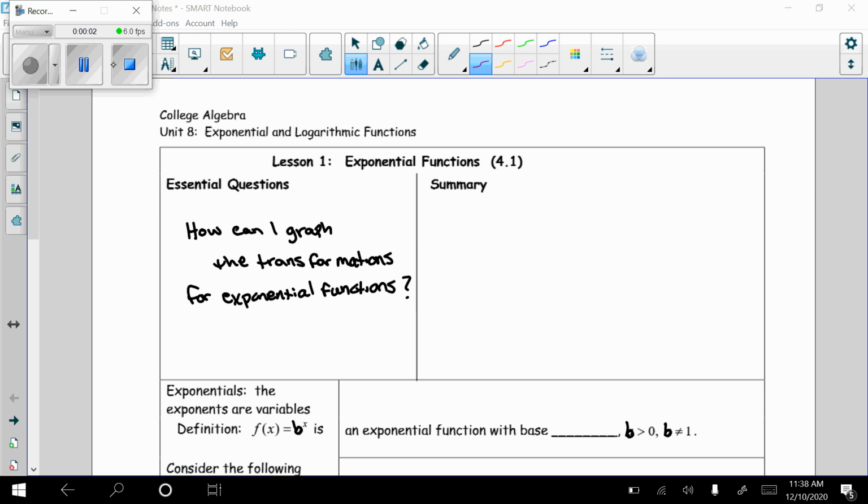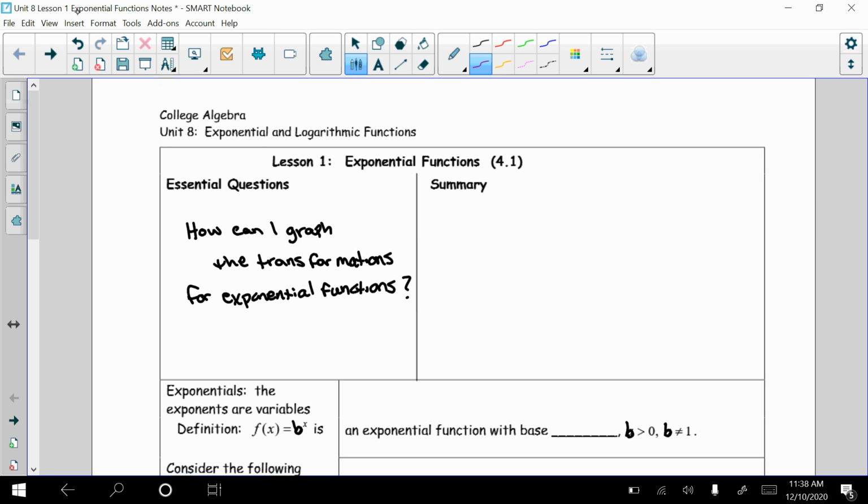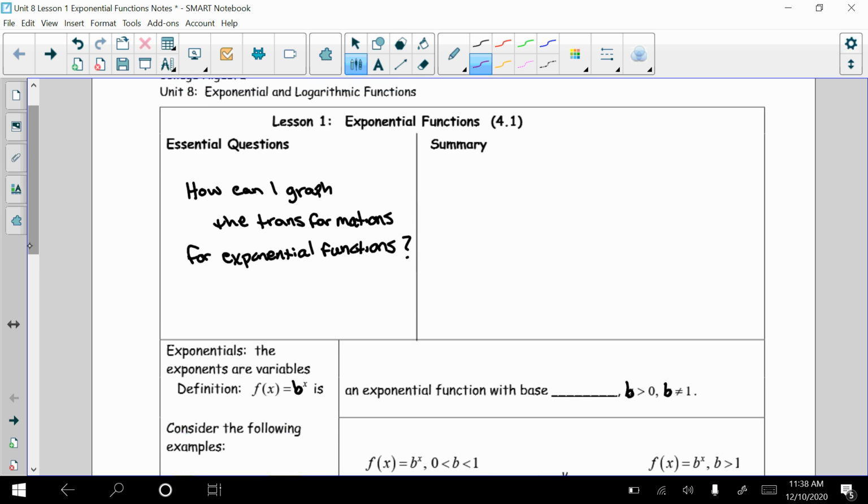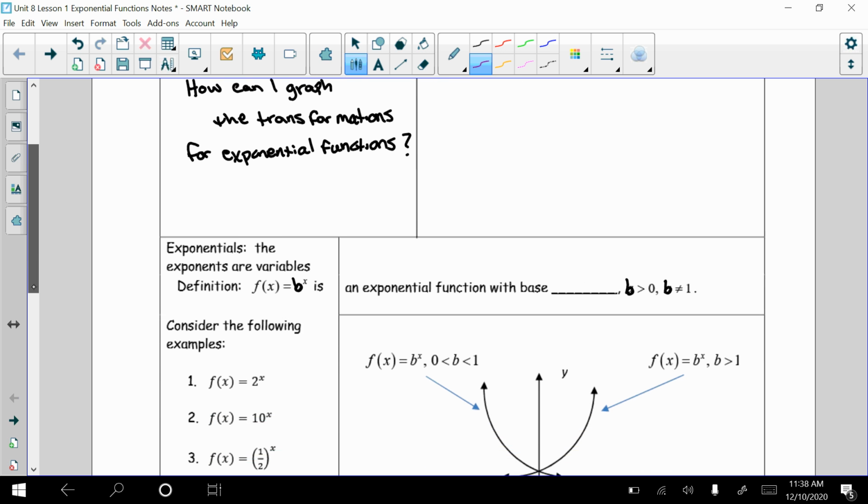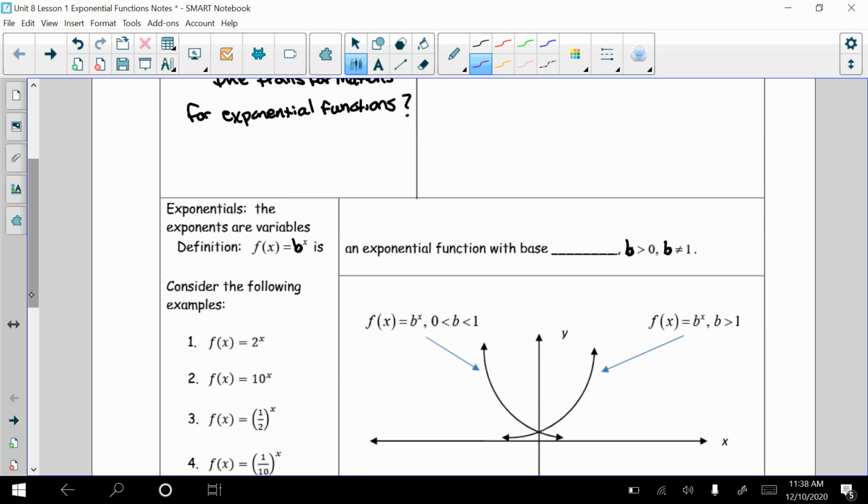Hey everyone, so we're going to get started on unit 8, lesson 1, which is all about exponential and logarithmic functions. So we're going to start with exponential functions and looking at their graphs and the transformations of those graphs. We've talked a little bit about graphic transformations before and how you can establish a parent function and then shift it left, right, up, or down, make it wider or steeper from there. And so same idea here.